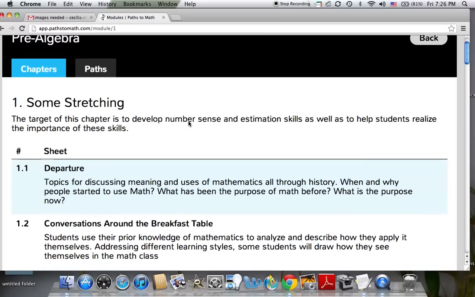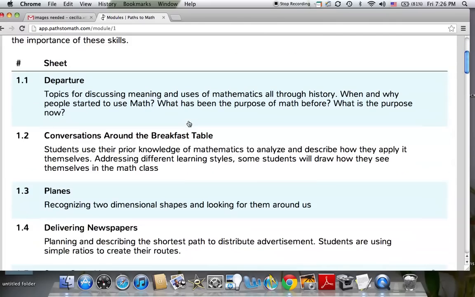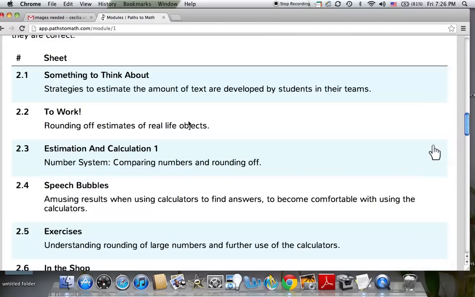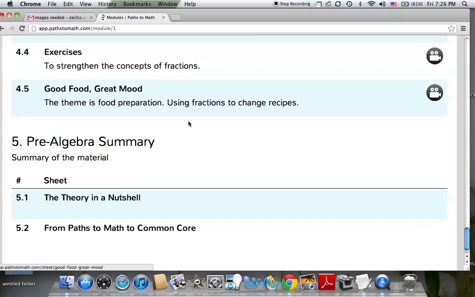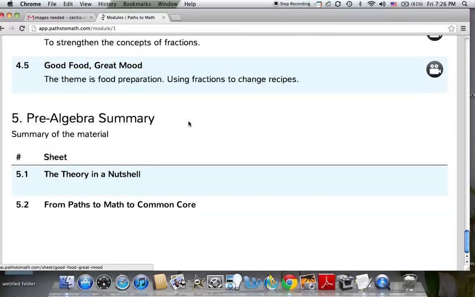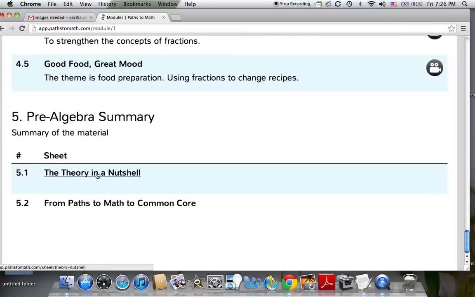Each of the modules contains several chapters. In particular, pre-algebra has 4 chapters. And at the end of every chapter, there are 2 very important sections.